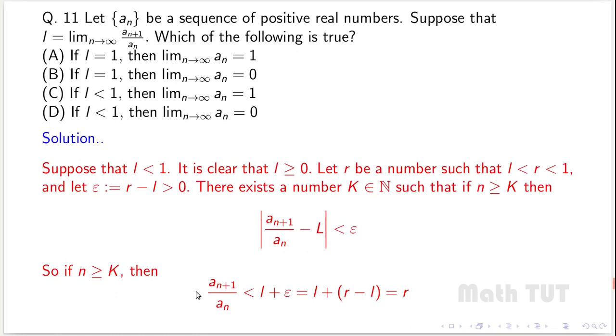So we are using a_{n+1} by a_n is less than l plus epsilon, and this epsilon we have chosen as r minus l, so it becomes l plus r minus l, which is equal to r. So yeah, this is not capital L, this is small l. Now if you just multiply a_n out here, you get a_{n+1} is less than or equal to r times a_n, right?